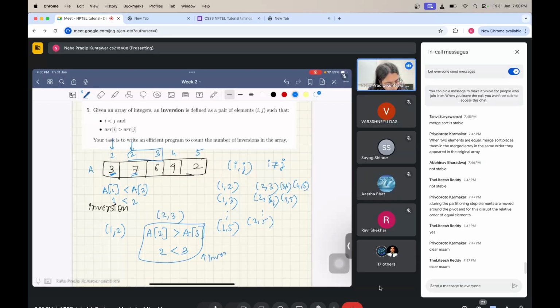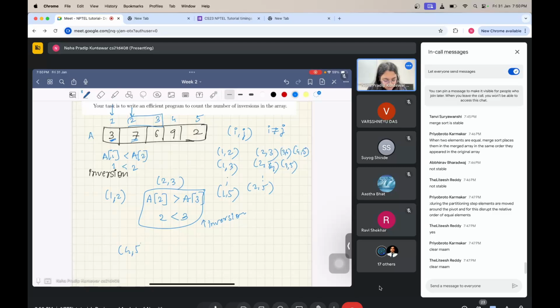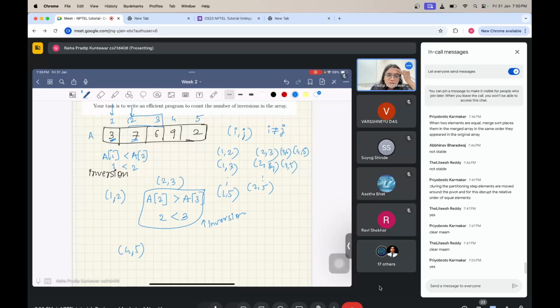So is that making sense? For example, can you tell me whether 4 5 is an inversion? Does the pair 4 5 form an inversion? Yes. So that's what we mean by inversion. And the question is, how many inversions are there in this array?